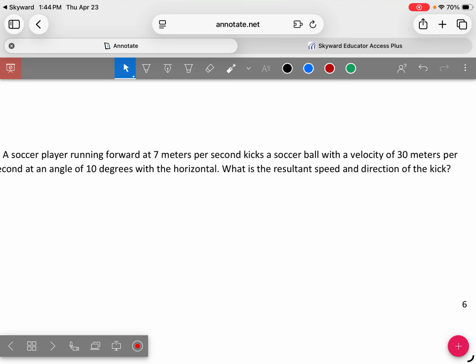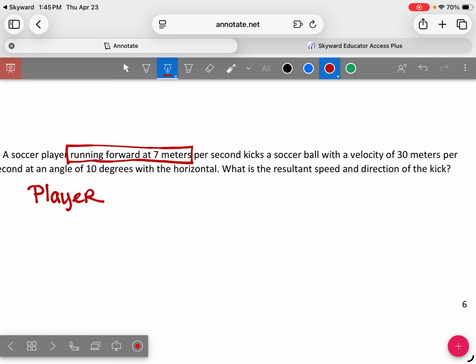So we have a soccer player running forward. That's important. At 7 meters per second. Okay, I'm going to stop right here. This right here tells me everything I need to know in order to find the component form for the player.